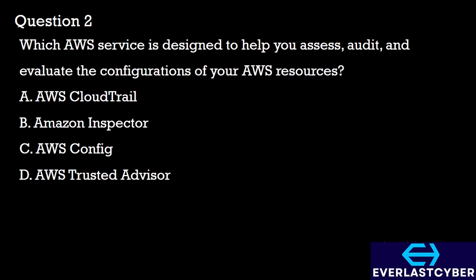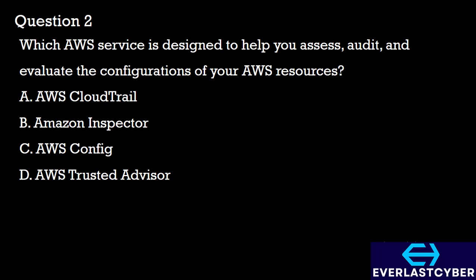AWS CloudTrail records API activity and actions taken by users, services, and applications, but it is not focused on assessing or auditing resource configurations. Amazon Inspector is a security assessment service for applications running on AWS that helps to identify deviations and vulnerabilities, but it does not audit AWS configurations.